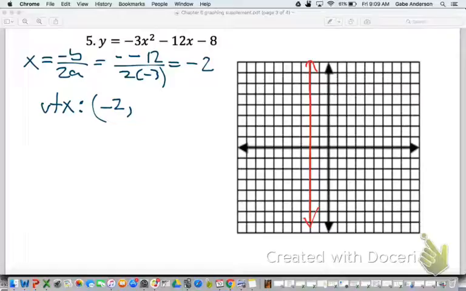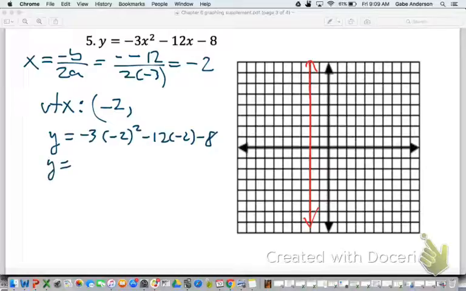So you could use a calculator for this. You don't have to, though. You could say y equals negative 3 times negative 2 squared minus 12 times negative 2 minus 8. If you do the arithmetic here, negative 2 squared is 4 times negative 3 is negative 12. Negative 12 times negative 2 is positive 24 minus 8. So when you do the final arithmetic, you end up with 12 minus 8, which is 4. Okay, so your vertex is negative 2 comma 4. And so negative 2 comma 4 is right about there.